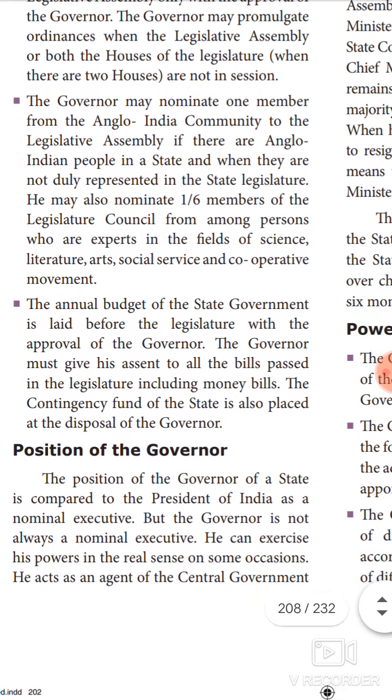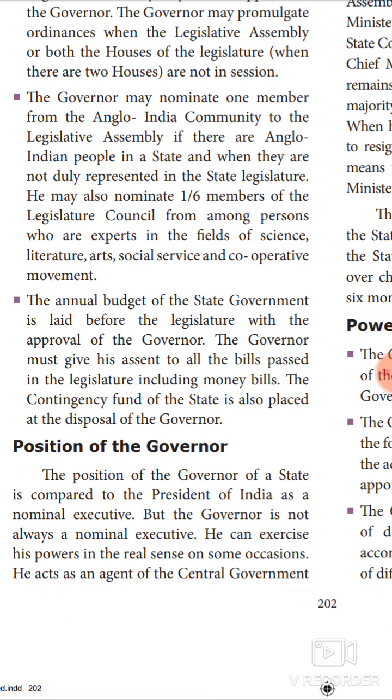The annual budget of the state government is laid before the legislature with the approval of the governor. The governor must give his assent to all the bills passed in the legislature, including money bills. The contingency fund of the state is also placed at the disposal of the governor. Contingency fund, it is a possible future situation or event.